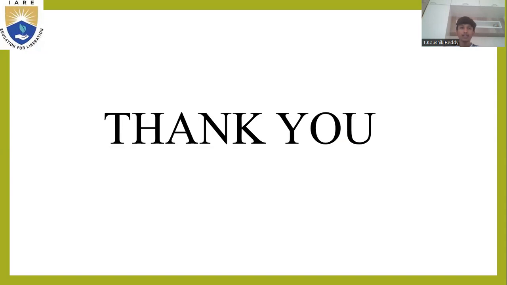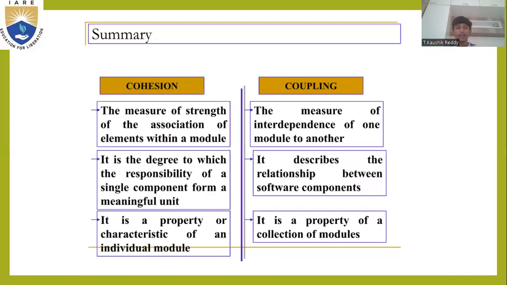At last, the summary tells the main differences between cohesion and coupling: the measure of the strength within the module, versus the independence of one module. Cohesion is the property of a single module, and coupling is the property of a collection of modules.